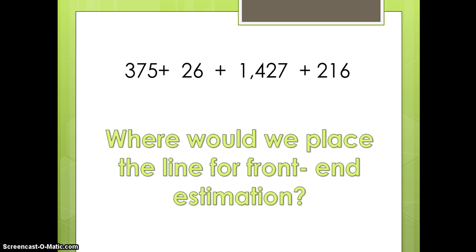Okay, so when you lined them up and practiced, your line should have been right after the tens digit again, because the number 26 right here only has 2 digits again. So you would have drawn the line right after all of the tens digits, and then you would have added them up.